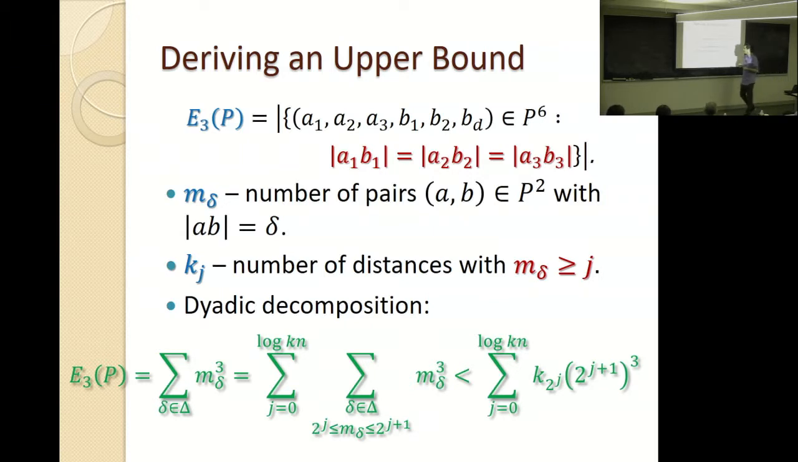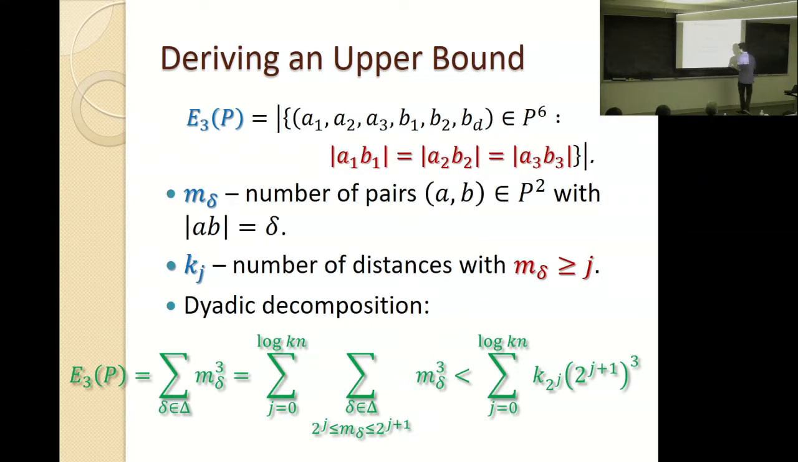We can do a standard dyadic decomposition. The third energy is the sum of the cubes of the representations, as always. Now I just wrote the sum of the same thing, I just grouped them according to how many times each distance appears. At each part of this, I have distances with about the same number of representations, between 2 to the j and 2 to the j plus 1.